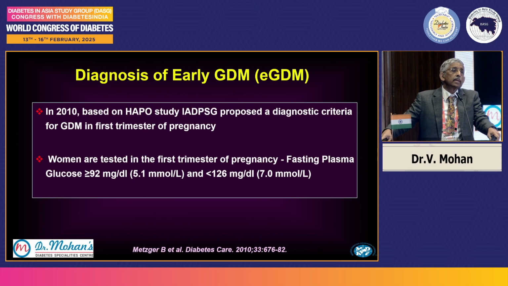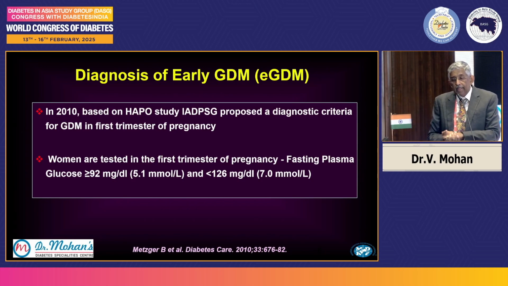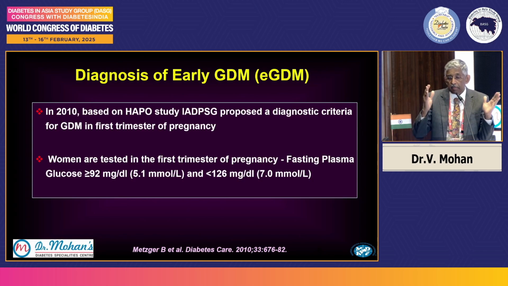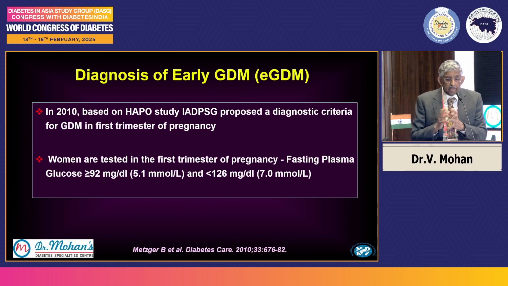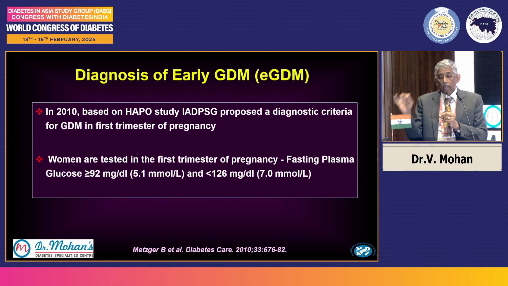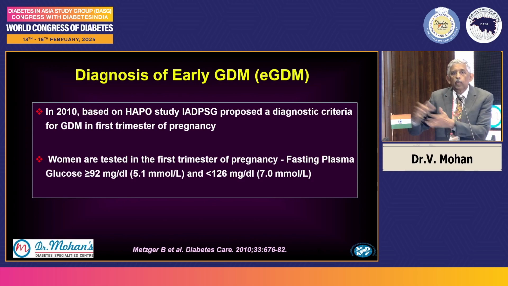How do you diagnose early GDM? That's a good question, because we still don't have the answer to that. Many years ago in 2010, based on the HAPO study, the International Association of Diabetes and Pregnancy Study Groups, the IADPSG for short, came up with a definition that if the fasting plasma glucose of a lady during pregnancy is between 92 to 125, that can be called early GDM during the first trimester of pregnancy. Now the 125 you can understand, because 126 becomes diabetes. The fasting blood sugar of 126 is diabetes. So then that's diabetes complicating pregnancy, or diabetes in pregnancy.